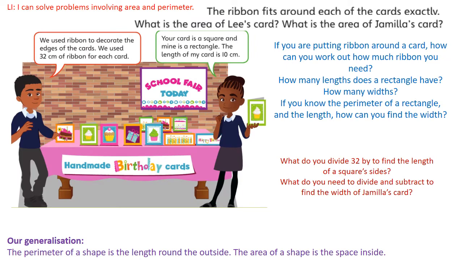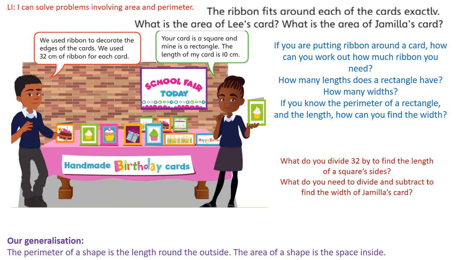Our first question, we have children who have been making cards. So Lee says, we used ribbon to decorate the edges of the cards. We used 32 centimetres of ribbon for each card. Jamila says, your card is square and mine is a rectangle. The length of my card is 10 centimetres. The ribbon fits around each of the cards exactly. What is the area of Lee's card? What is the area of Jamila's card?